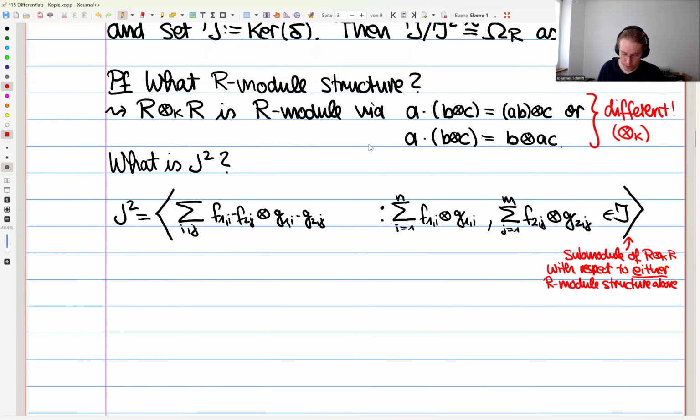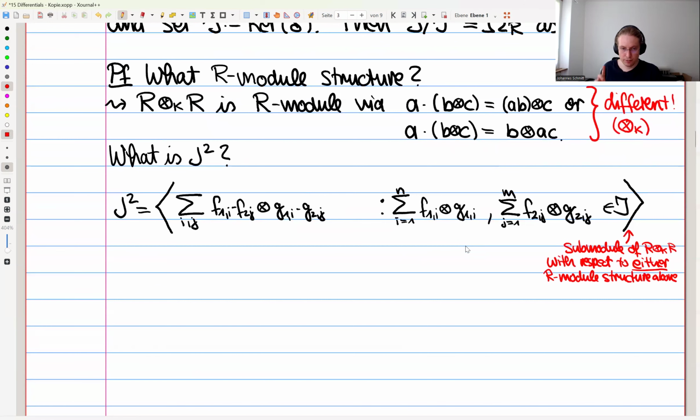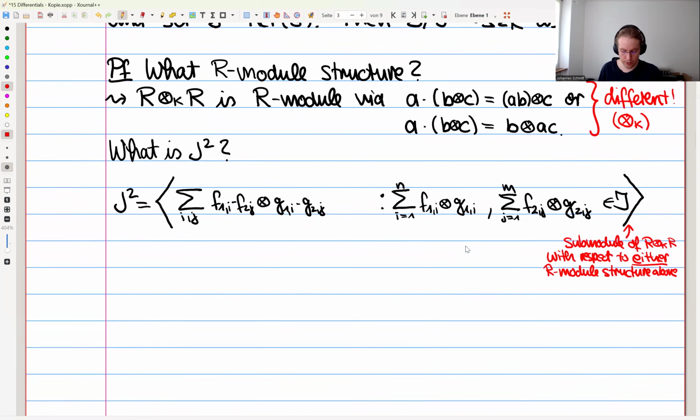So it doesn't matter if you multiply in the first component or the second. If you take an element here and multiply by some A, then this draws in like this, either in the first component or the second one, but then you can just put this A in either the first component here or the second component here. This is both fine. And somehow, even though there are two different structures, this set is well defined for both of them, and it's a submodule.